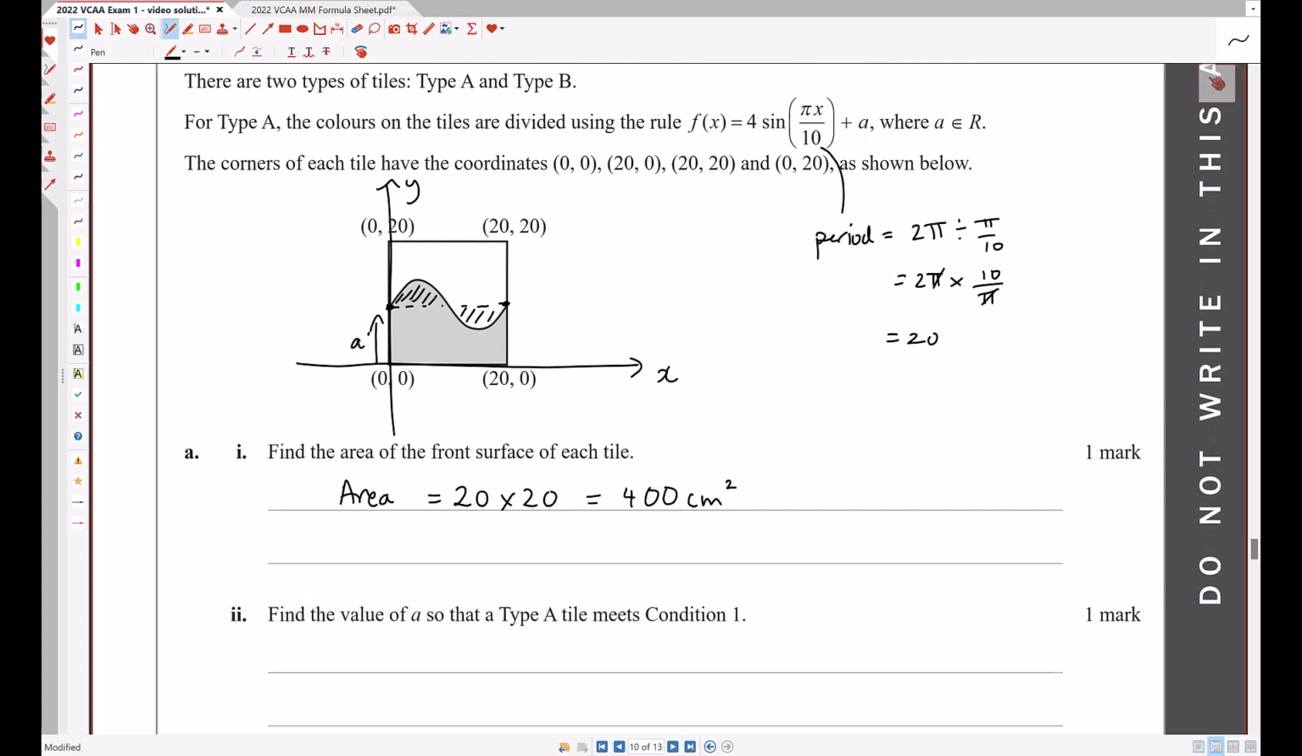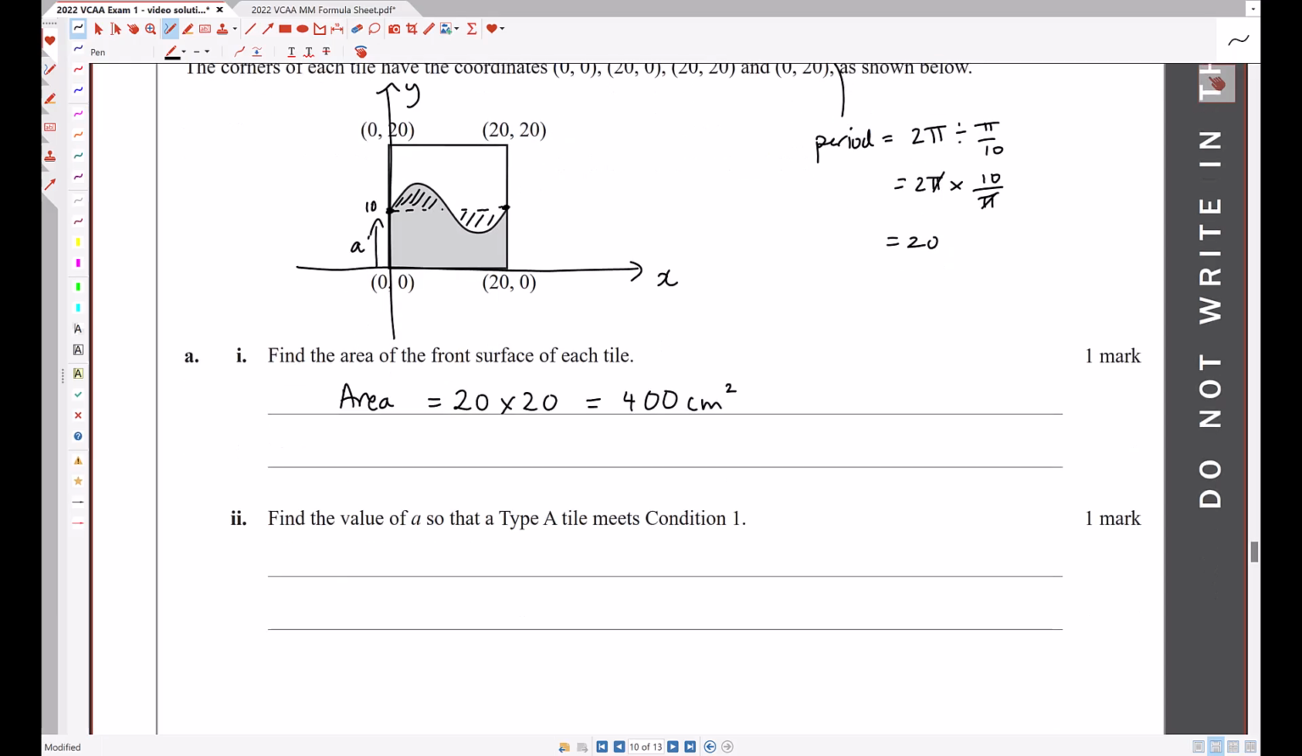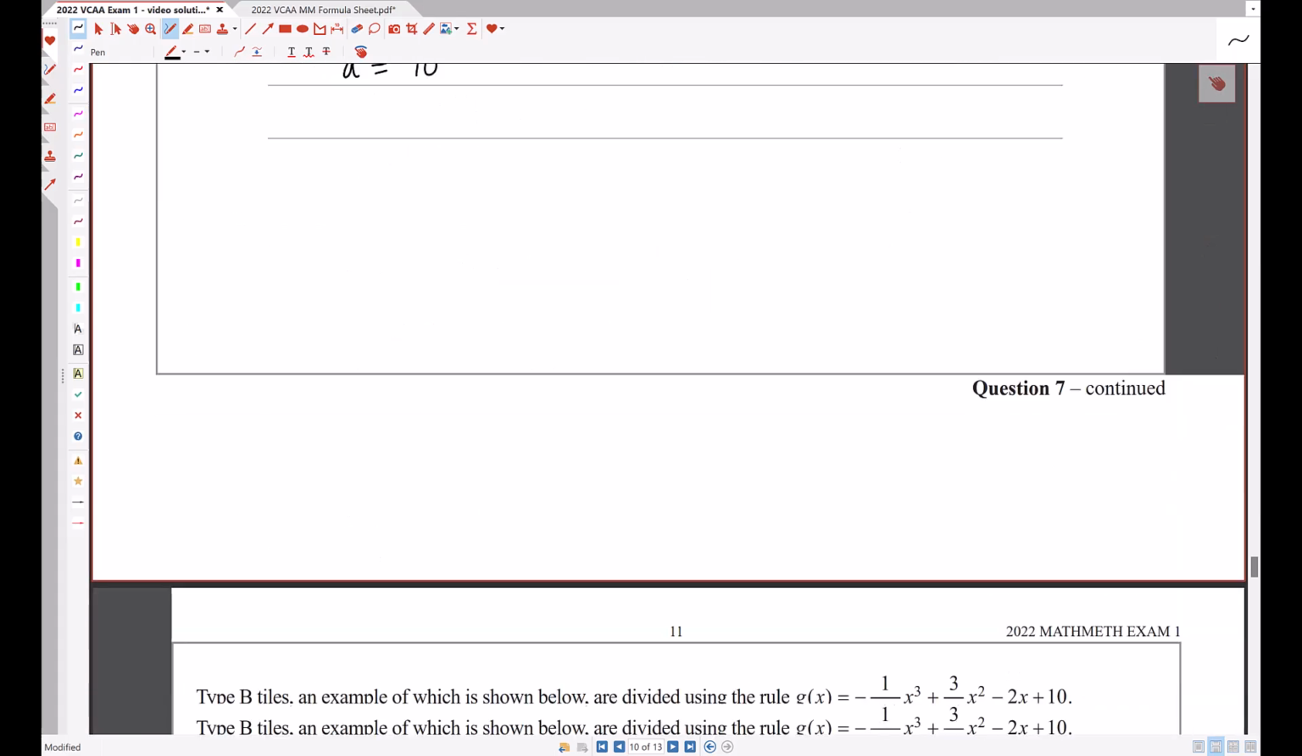So obviously we need to go up by half of the height of the tile, so we're going to need to go up by 10, and so A is going to have to be 10. It's just a 1 mark, find the value of A, so we can just state that A is 10.